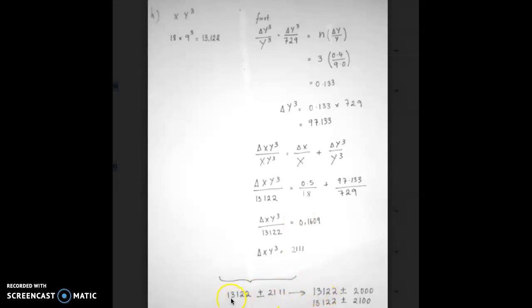So the final answer is 13,122 plus or minus 2,100, or 2,000, more or less. But that was a tricky one. No doubt with a bit of practice, you'll be fine.